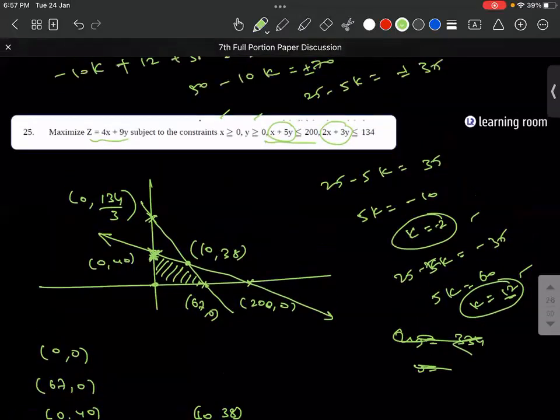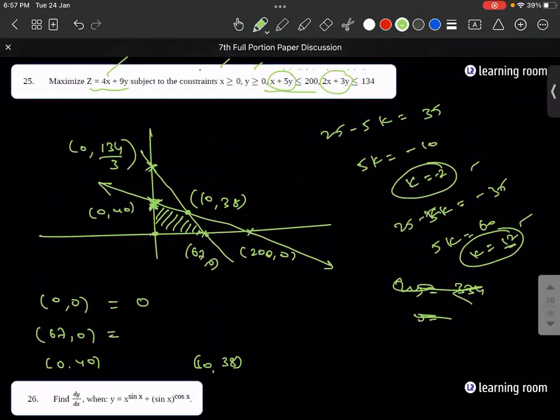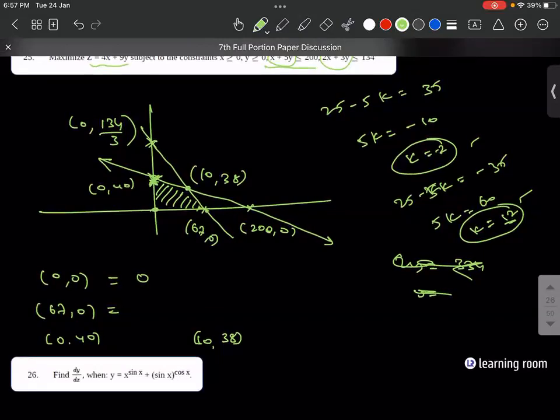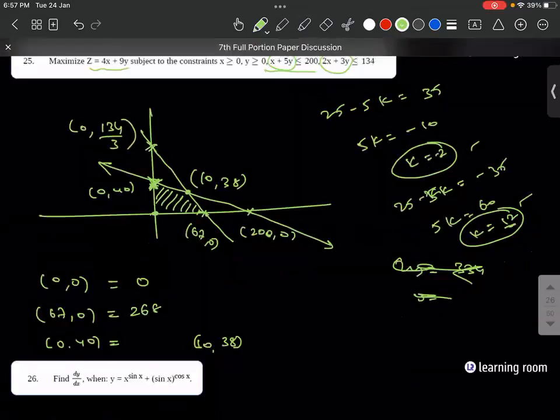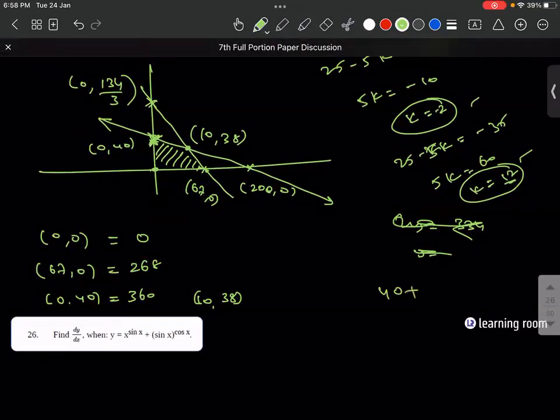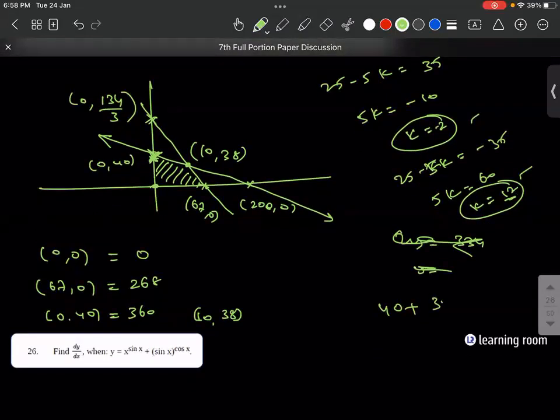So take all these points and substitute them here. Which one is going to give you the greater value? 0, 0 gives 0. 67, 0 gives 67 into 4, 268. 0, 40 gives 40 into 9, 360. For 10, 38: 10 into 4 is 40, plus 38 into 9, which is 360 minus 18, that is 342. So it gives me 382.